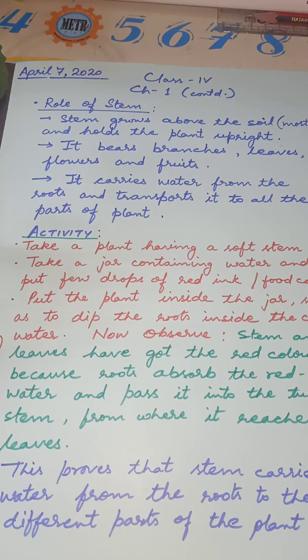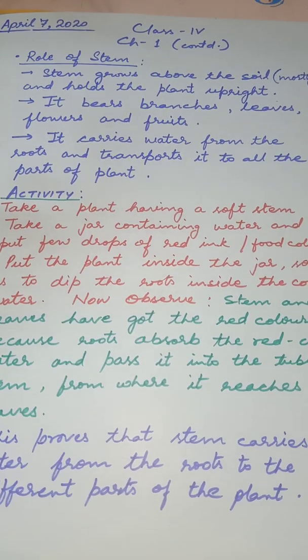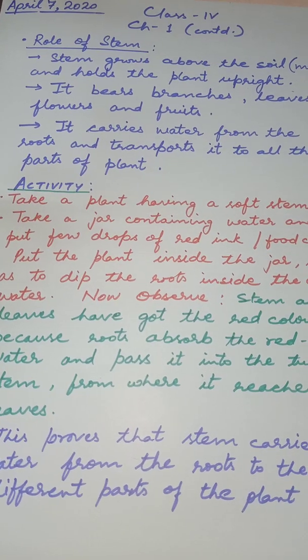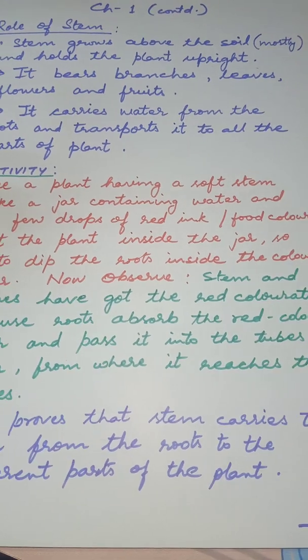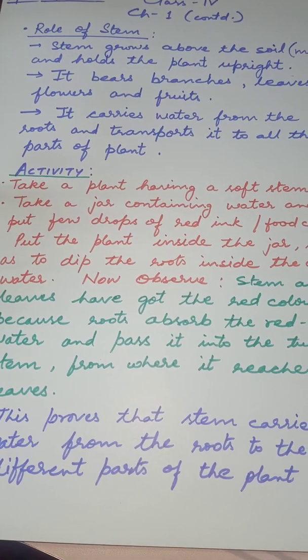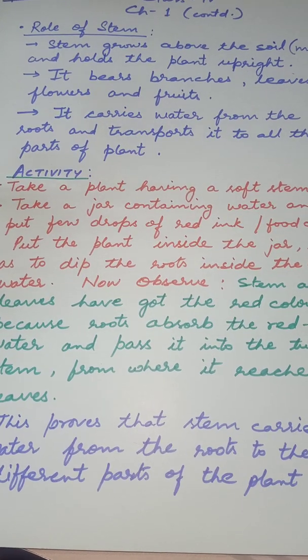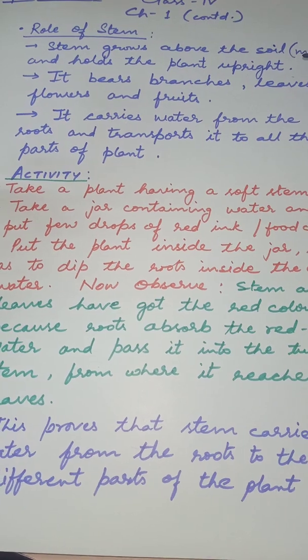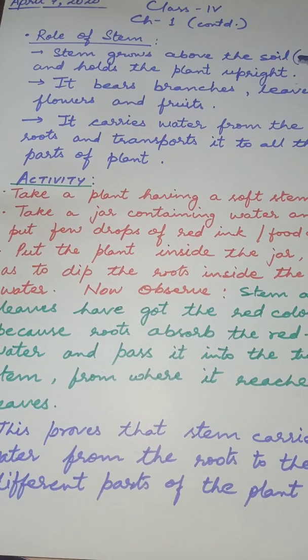You all must have seen a stem which is present in a tree. So first and foremost, a stem grows above the soil. In most cases you will find that a stem grows above the soil. And why? Because it holds the plant upright. Upright means straight above the ground.